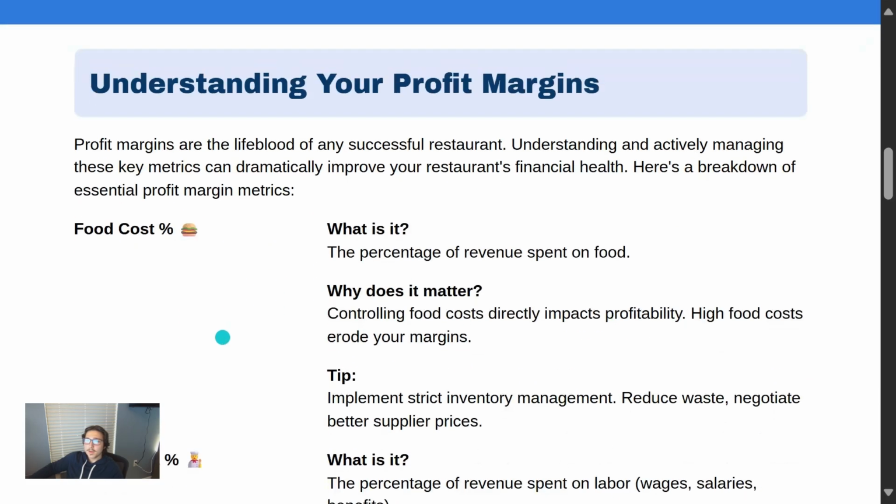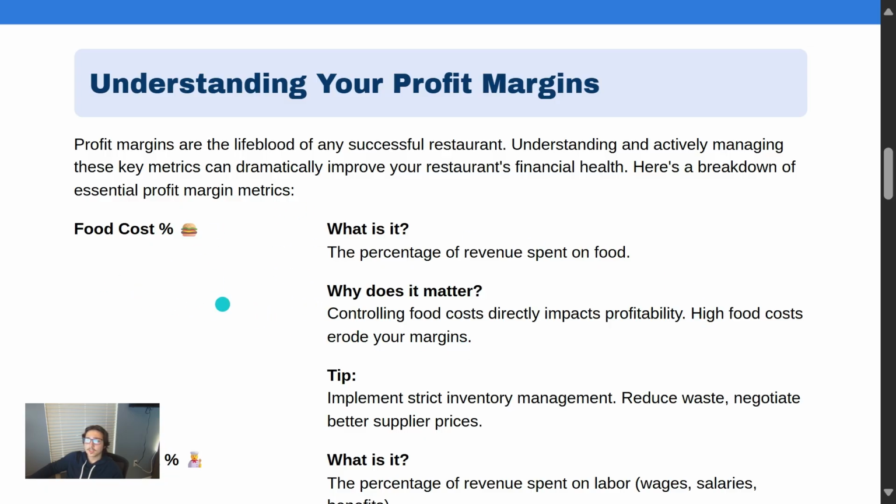So let's talk a little bit about food cost. What is it, right? The percentage of revenue spent on food. This is going to be also liquor, beverage, wine, NA, anything that has to do with food or beverage that is being provided to the customer. Controlling food costs directly impacts profitability. So high food costs do erode your margins.